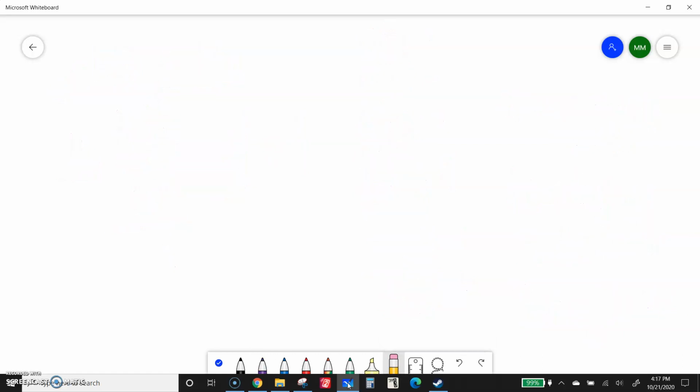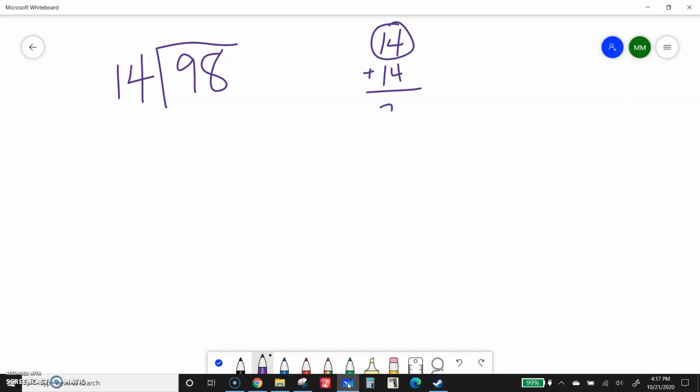Let me do another example. We'll do 98 divided by 14. Okay, so I'm going to write it. Sorry, I realized I need more space. 98 divided by 14. I'm going to start by writing the multiples of 14 because I'll need to know those.